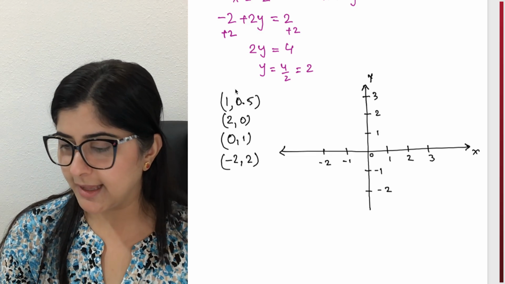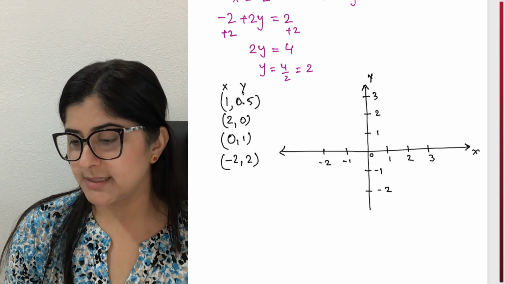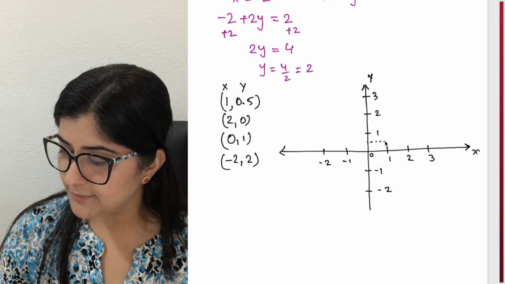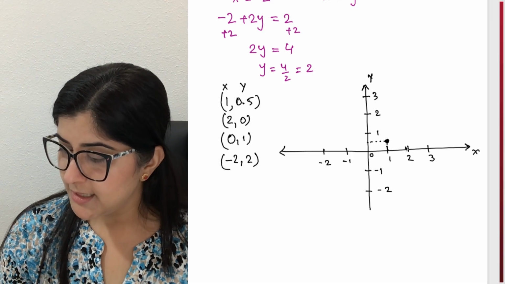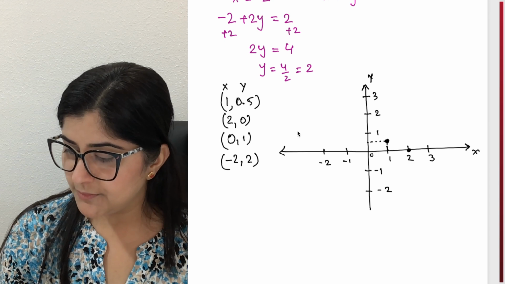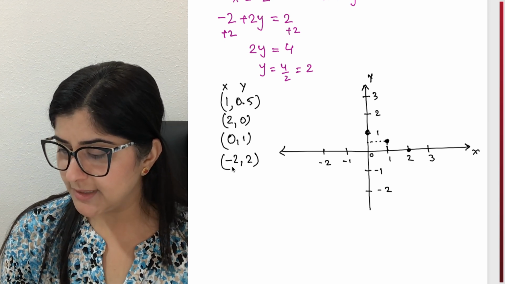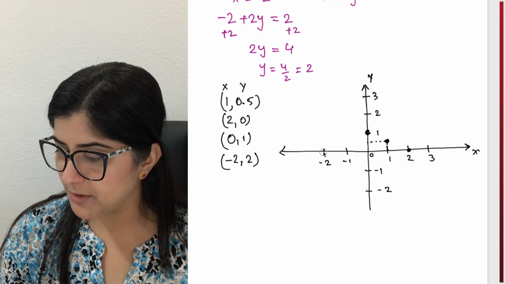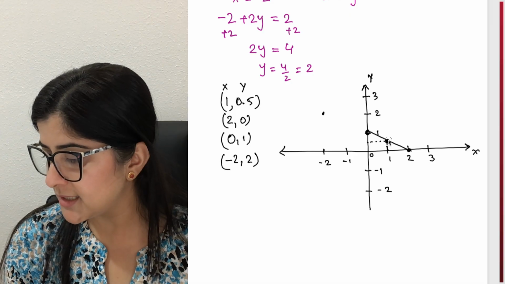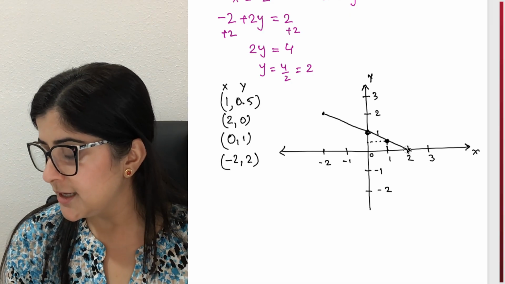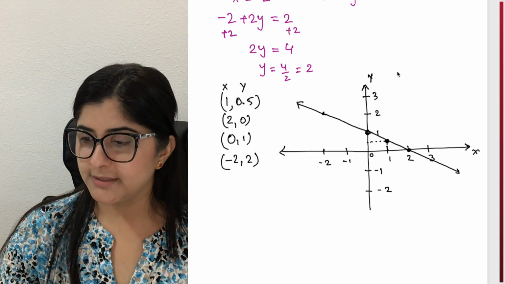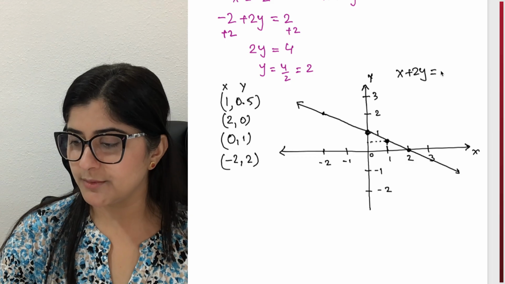Let's plot 1 and half. Remember, the first coordinate represents x value, second coordinate represents y value. 1 is here and the half is here. So this point, 2 comma 0, x value is 2, y value is 0. X value is 0, y value is 1. And then x value is minus 2 and y value is positive 2. This is the point. Now combine all these points with a straight line, and this is the line graph of the given line. Extend this line on both sides and you get the equation of this line, that is x plus 2y is equal to 2.